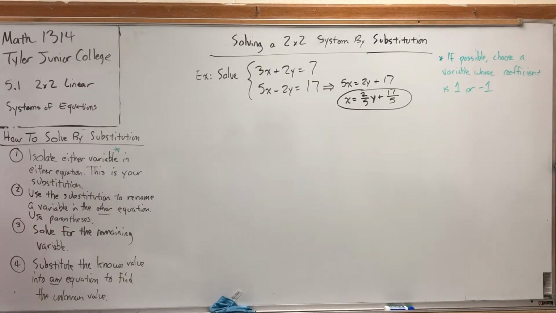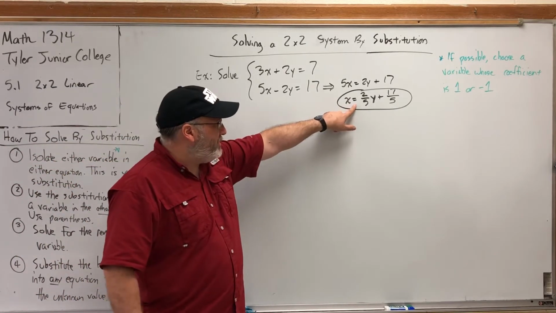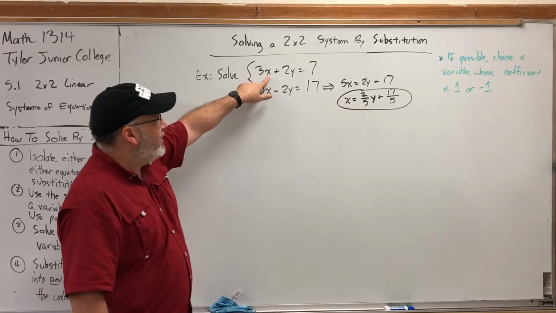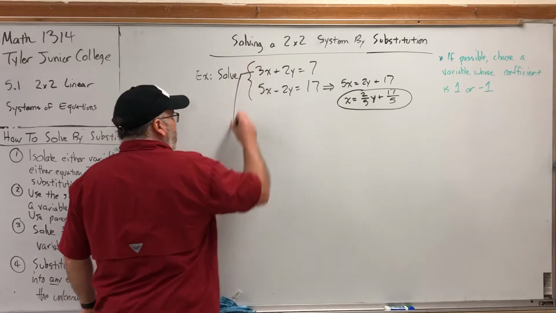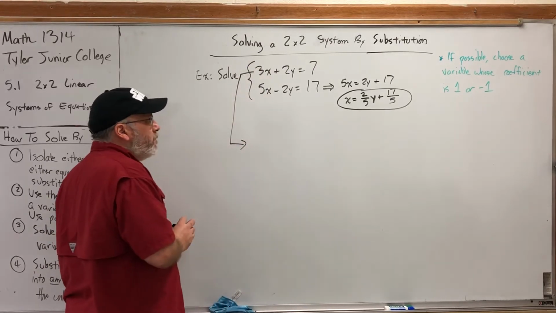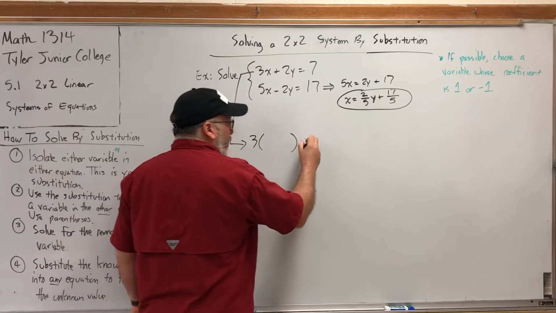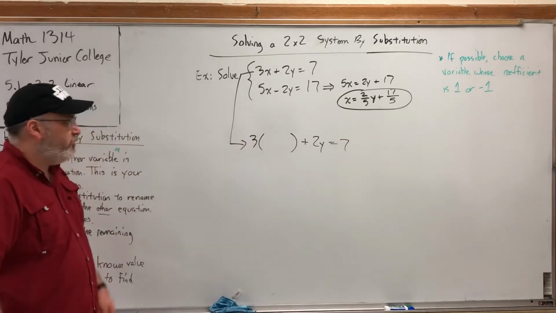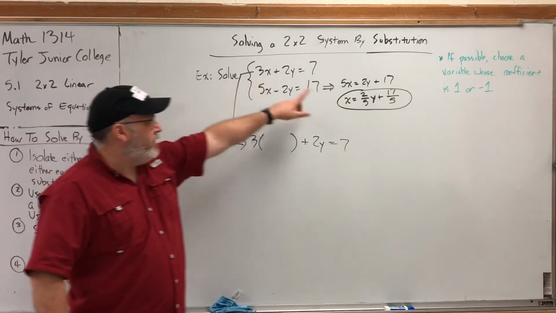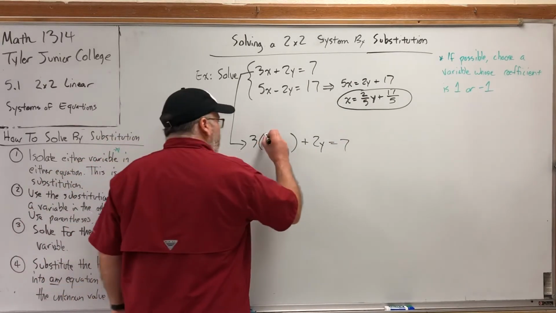Step 2. Use the substitution to rename a variable in the other equation, use parentheses. Because our substitution says x equals, we're going to replace the x in the other equation with what it equals. So let's bring this first equation down here and replace the x with an empty set of parentheses. 3 parentheses plus 2y is equal to 7. Our substitution says I can replace the x with 2/5 y plus 17/5.